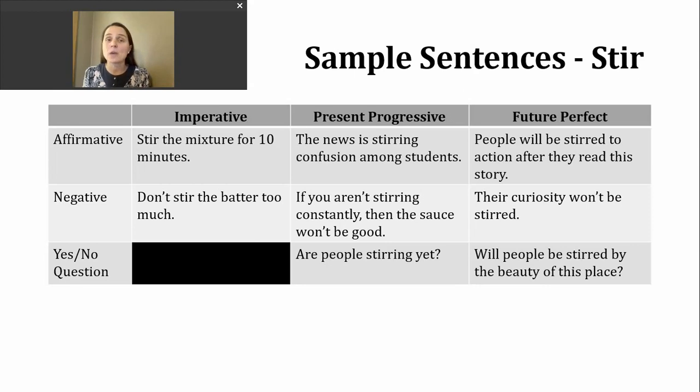If I want to ask a question in present progressive, I'm going to start with a form of be, then my subject, and then the ing form of the verb. Here's an example. Are people stirring yet?